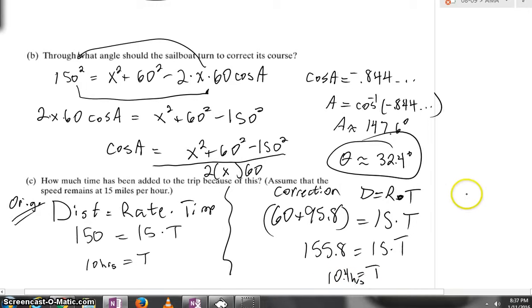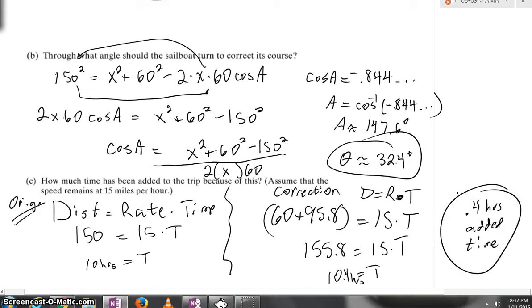So how much time is added? We've got 0.4 hours added time. So not horrendous. Obviously there's 60 minutes in an hour, and 0.4 times 60 is 24, so about 24 minutes.